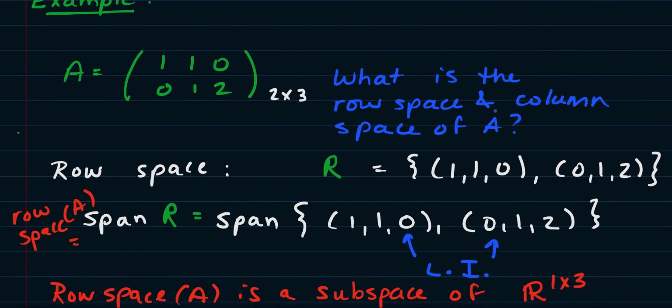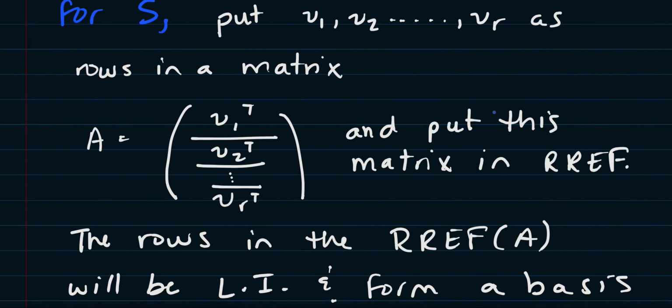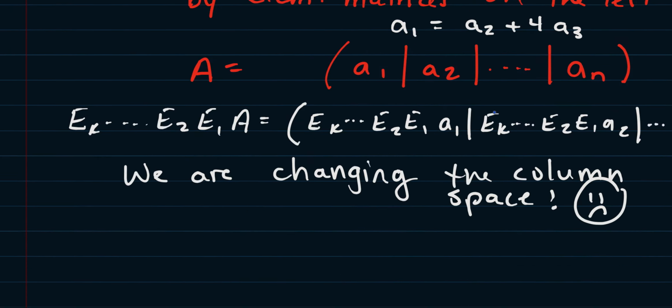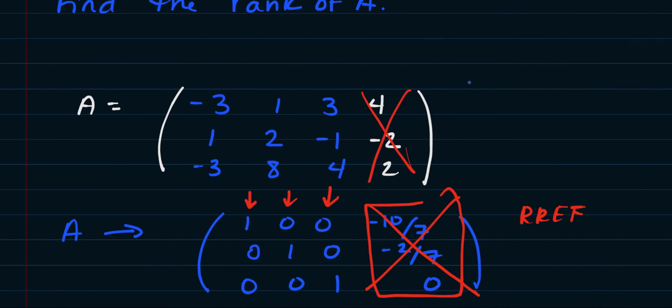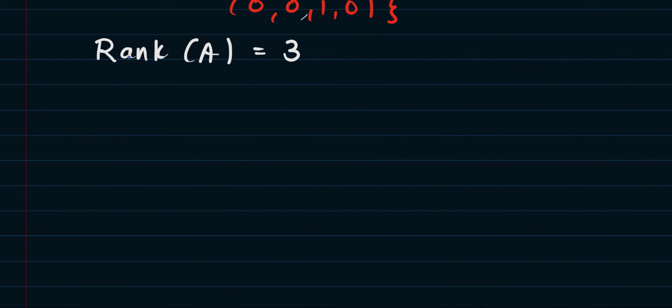Sorry, it jumped down. Scroll back down real quick. I think we're here. The column space, here we are.